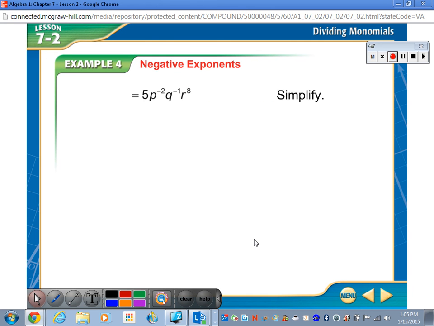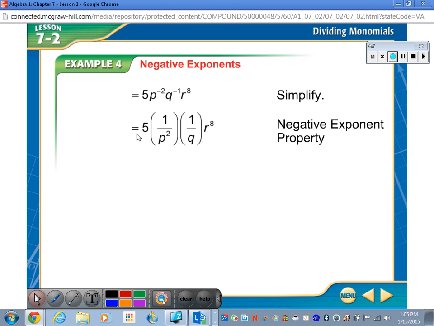Now, when you do that, you end up with 5, p to the negative 2, q to the negative 1, r to the 8th. Now, what's wrong with this is that you have negative exponents in your problem, so you need to get rid of that. So both of these are going to go to the bottom of the fraction. So how I'm going to write that is 5, 1 over p squared, 1 over q, and then r to the 8th. All right, and then basically the 5 and the r to the 8th are on the top, and the p squared and the q are on the bottom. And there is your answer.